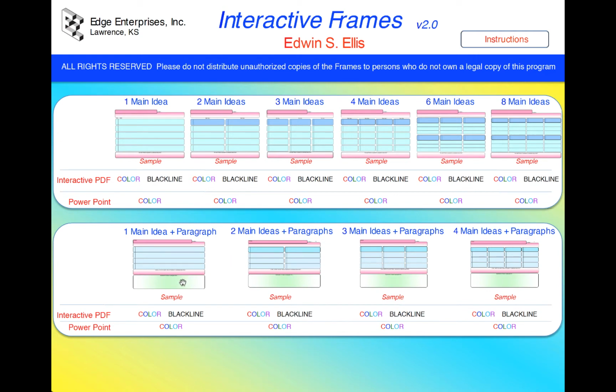But each one of these has an additional section at the bottom of the visual that allows students to convert their notes at the top into prose at the bottom. So these visuals are really good for helping students plan their writing at the top and then convert that writing into paragraphs or short essays at the bottom.